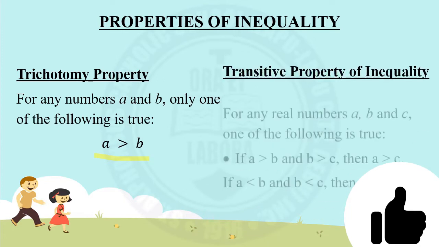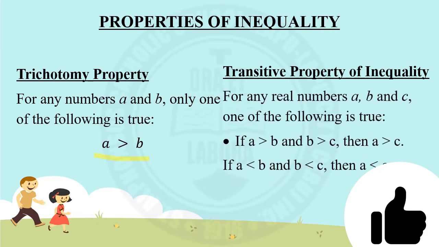For any real numbers a, b, and c, one of the following is true. If a greater than b and b greater than c, then a greater than c. Same as, if a less than b and b less than c, then a less than c.